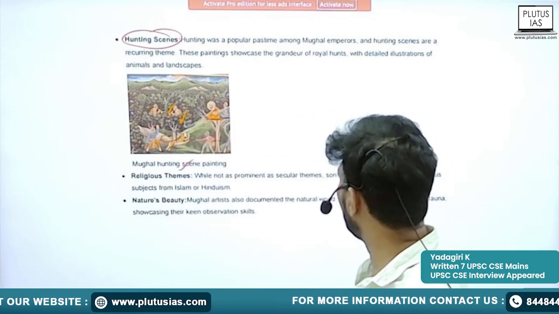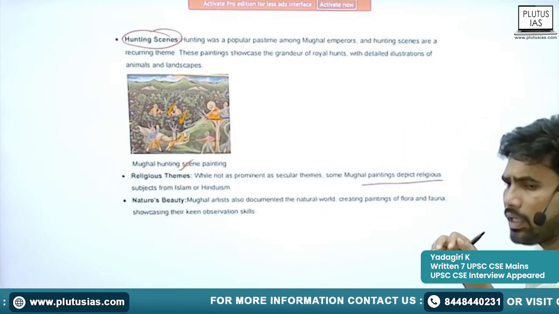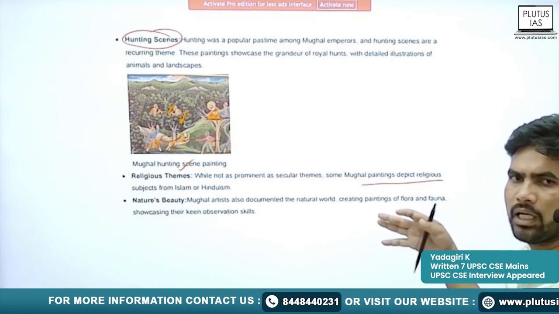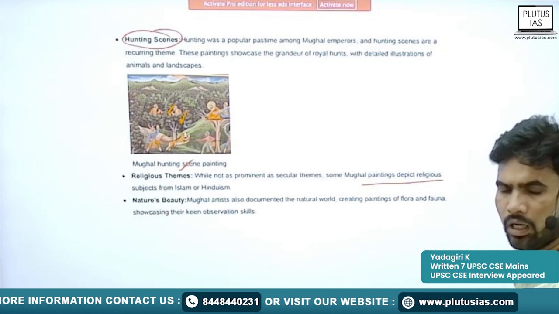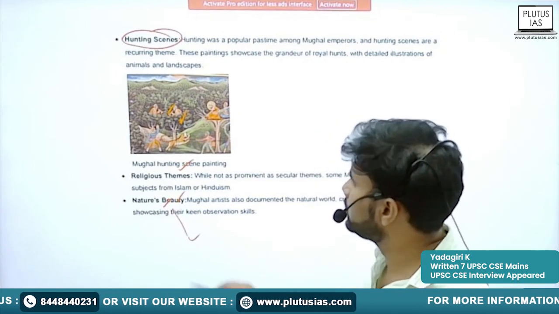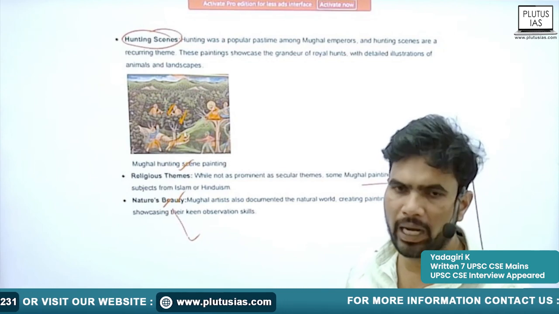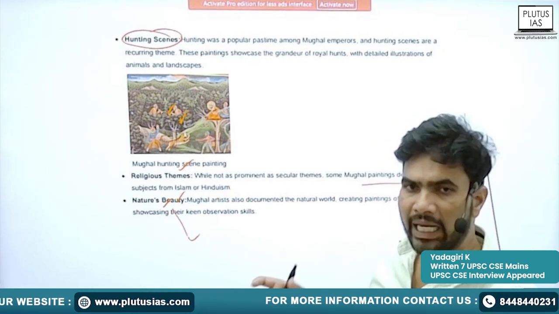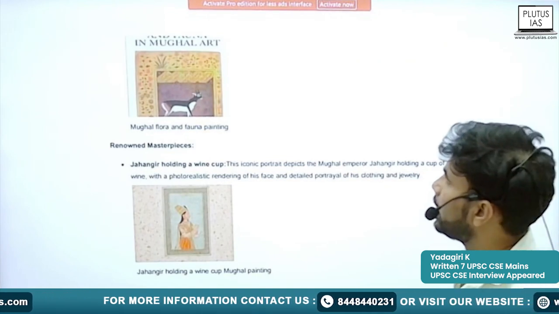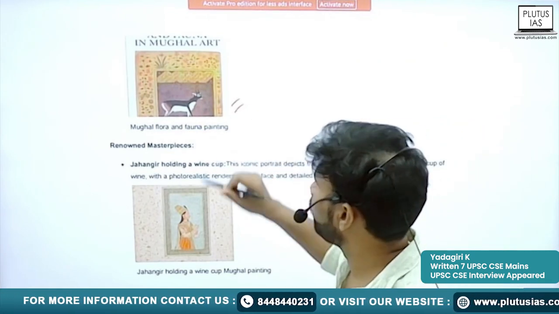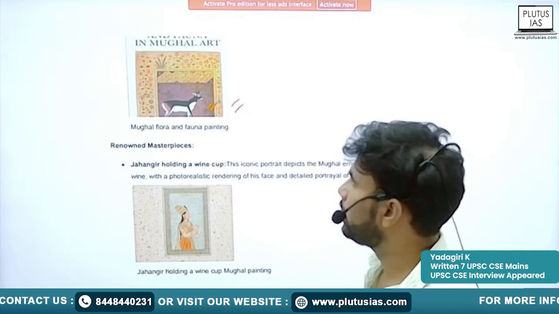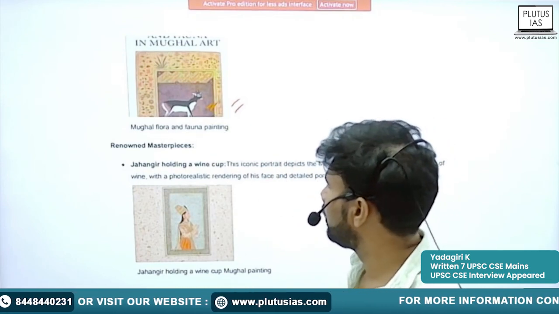Religious themes were there. You will see epics like the Mahabharata, etc. narrated through the miniature paintings. Nature's beauty you will also see, especially Jahangir, who patronized the depiction of nature through painting, right? So here you will see flora, and a deer being painted in the miniature painting, right?